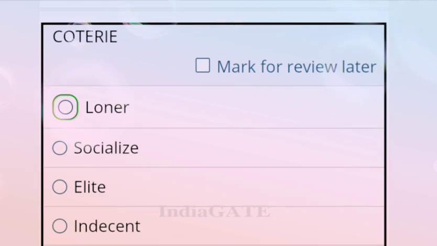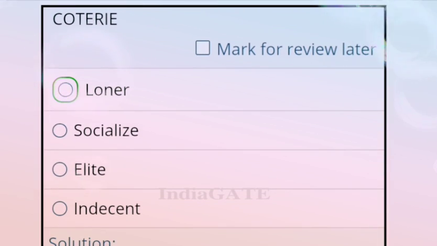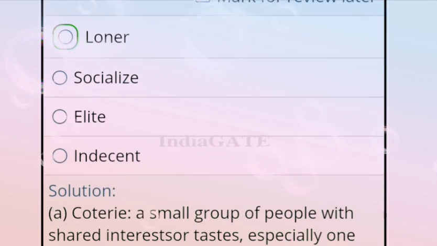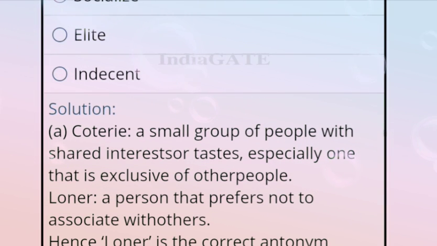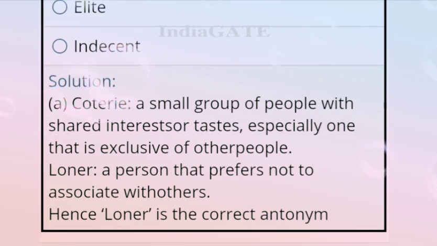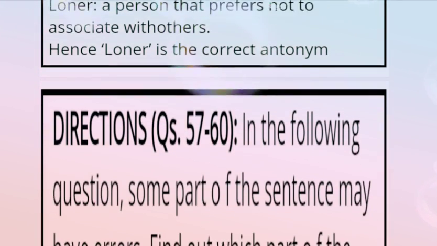Next here courtier. The antonym for this is loner, option A. So here clique is a small group of people with shared interests, especially one that excludes other people, and loner is a person that prefers not to associate with others. So loner is the correct antonym.